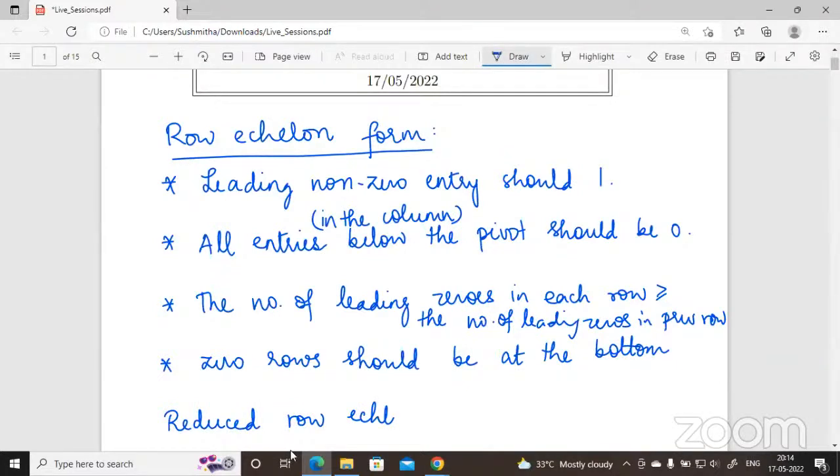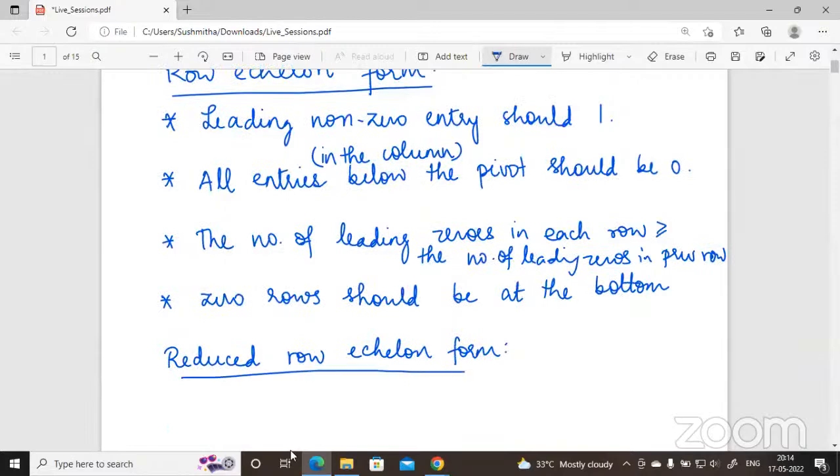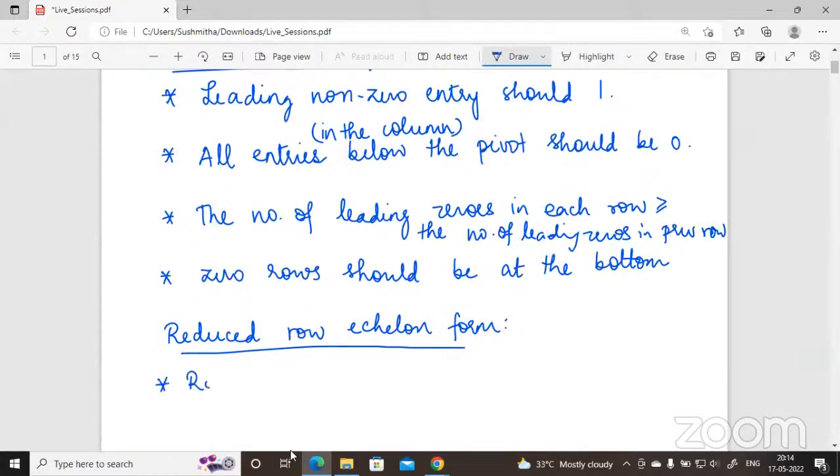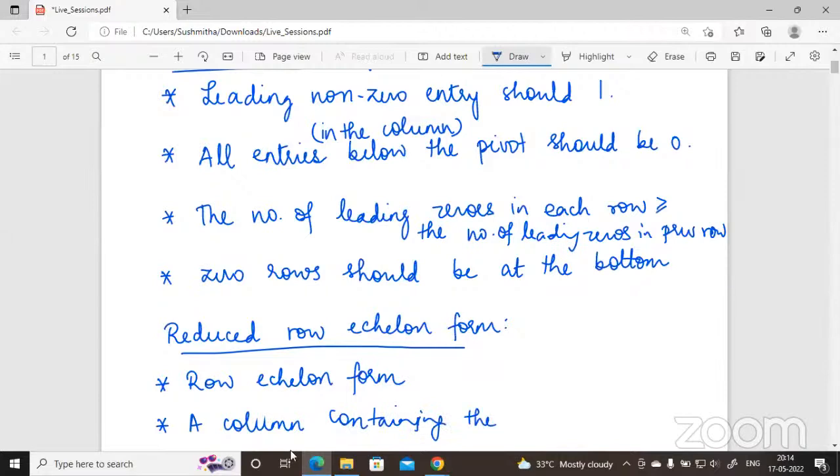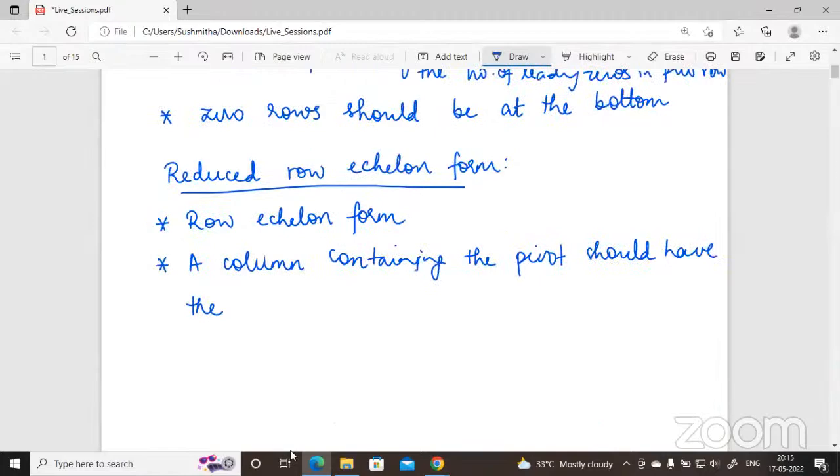Reduced row echelon form. What is the condition here in addition to the above? The column values above the leading one should also be 0. That is, the complete column should be 0. So this should first be in row echelon form. In addition to that, a column containing the pivot should have only the pivot as a non-zero entry, right? As one.